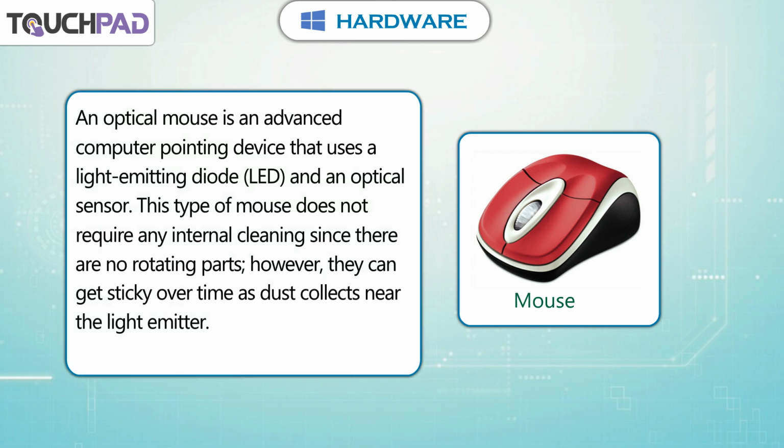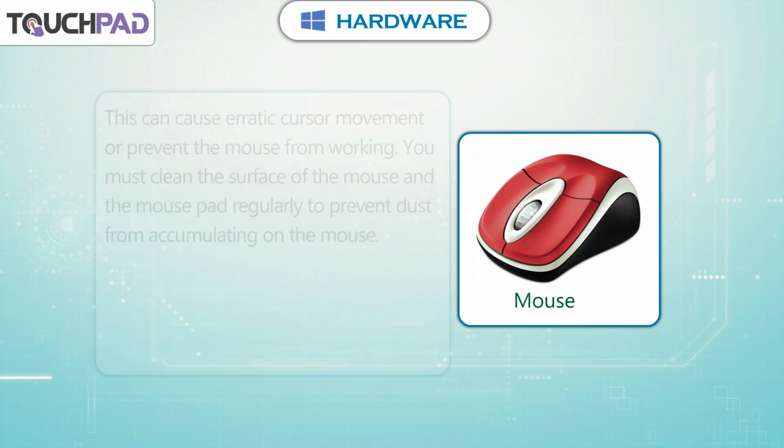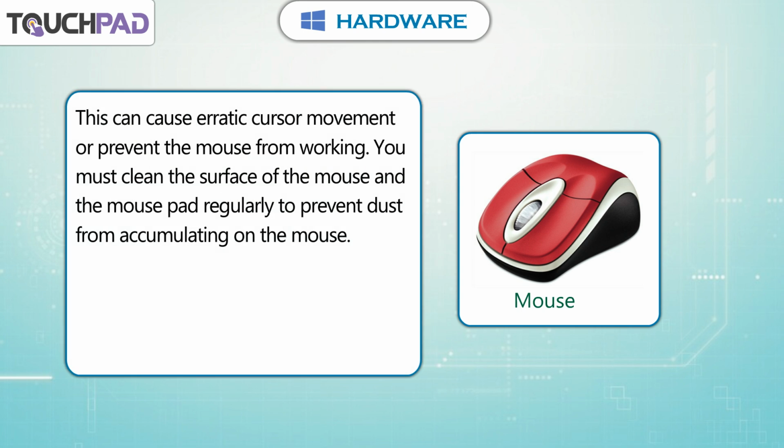An optical mouse is an advanced computer pointing device that uses a light-emitting diode, LED, and an optical sensor. This type of mouse does not require any internal cleaning since there are no rotating parts. However, they can get sticky over time as dust collects near the light emitter. This can cause erratic cursor movement or prevent the mouse from working. You must clean the surface of the mouse and the mouse pad regularly to prevent dust from accumulating on the mouse.